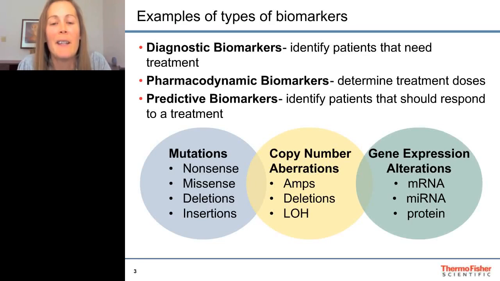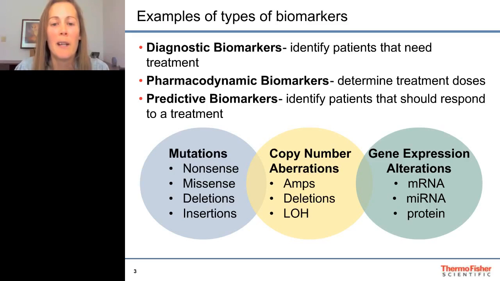So what I have on this slide is examples of 3 common types of biomarkers: diagnostic biomarkers, pharmacodynamic biomarkers as well as predictive biomarkers. And what I think of when I define these biomarkers is diagnostic biomarkers identify patients that need treatment. So they're kind of the who needs treatment. Pharmacodynamic biomarkers, on the other hand, identify what dose the treatment should be given at. And predictive biomarkers, which is what I'm going to focus on today, identify patients that should respond to a particular treatment.